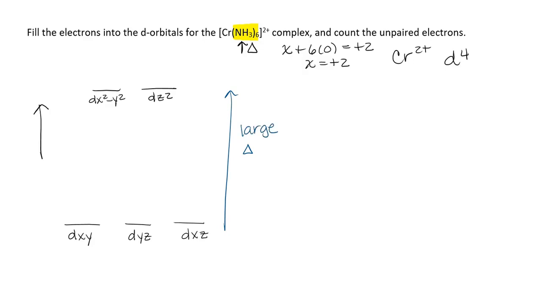When I go to fill in my 4 electrons, my first 3 always fill in like this, and the 4th one depends on the magnitude of delta. Since this is a large delta, it means it's more difficult for that 4th electron to go way up to the top energy level, and so it will fill in as a paired electron in the lower energy level. And so in this example, I have 2 unpaired electrons.